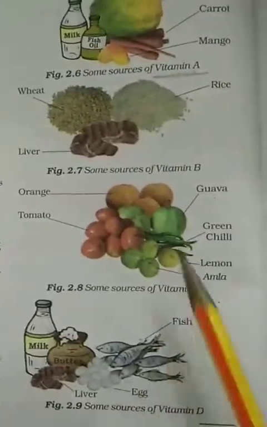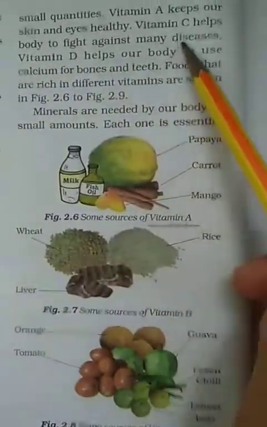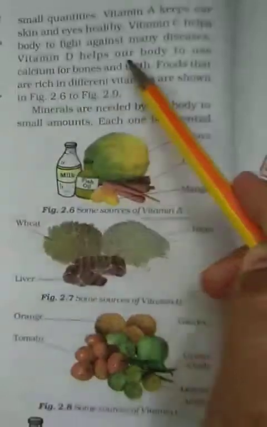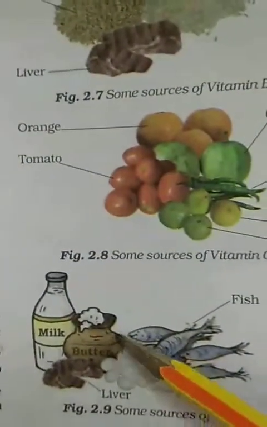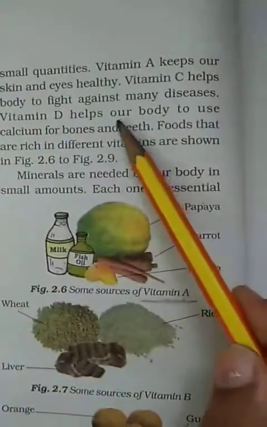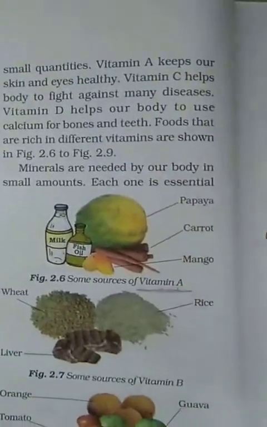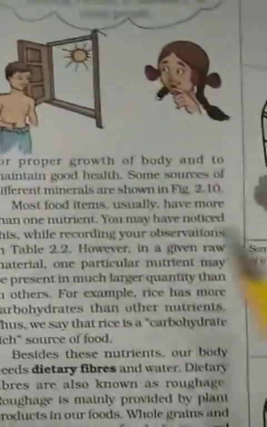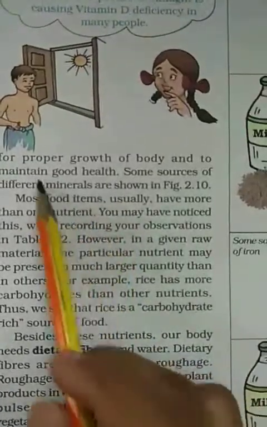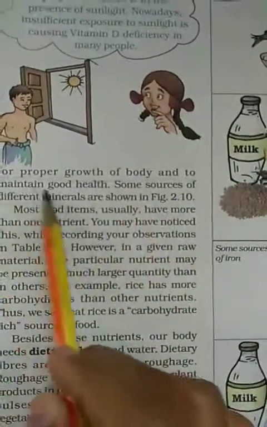And how does vitamin C help us? Vitamin C helps us to fight against many diseases. And vitamin D sources are butter, liver, egg, fish and milk. Vitamin D helps our body to use calcium for bones and teeth. Now the minerals are needed by our body in small amounts, and each one is essential for proper growth of the body and to maintain good health.